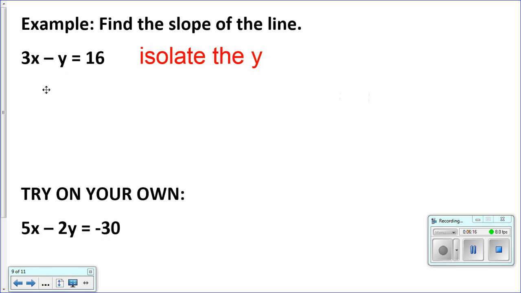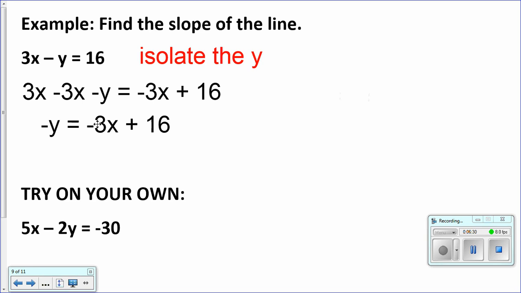So we're going to subtract 3x from both sides. You guys can do it underneath the 3x. I can't do that on a computer, so subtract 3x from both sides. The 3x's cancel out here. I can't combine these because they're not like terms, so I just leave them alone. So now I have negative y equals negative 3x plus 16. So now I have to get rid of this negative 1 with this y because I don't care what negative y is. I only care what y is.